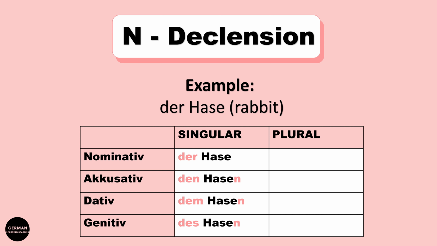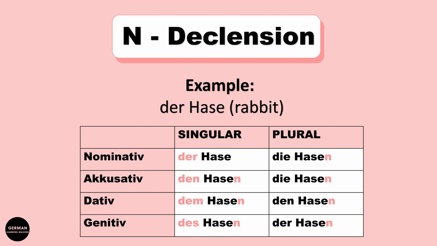Let's have a look at the plural, which is super easy by the way. The nominative is die Hasen, accusative is die Hasen, so it's the same. Dative is den Hasen and genitive is der Hasen. So here we always add an N.